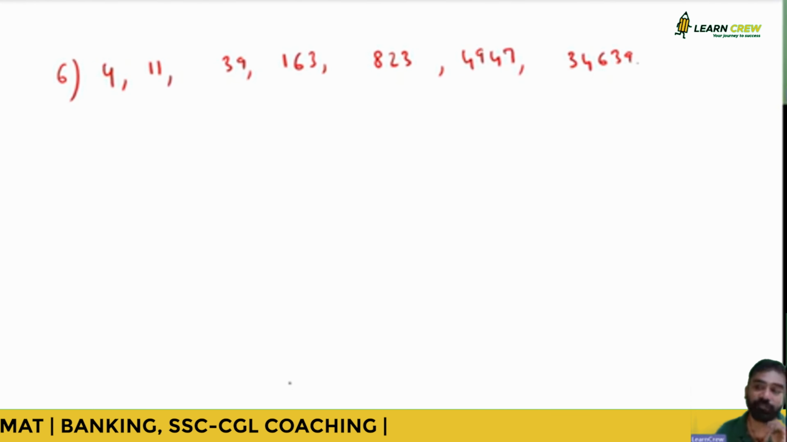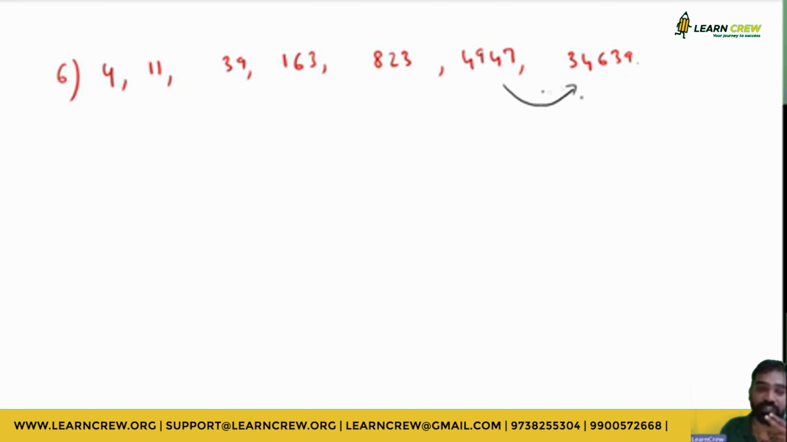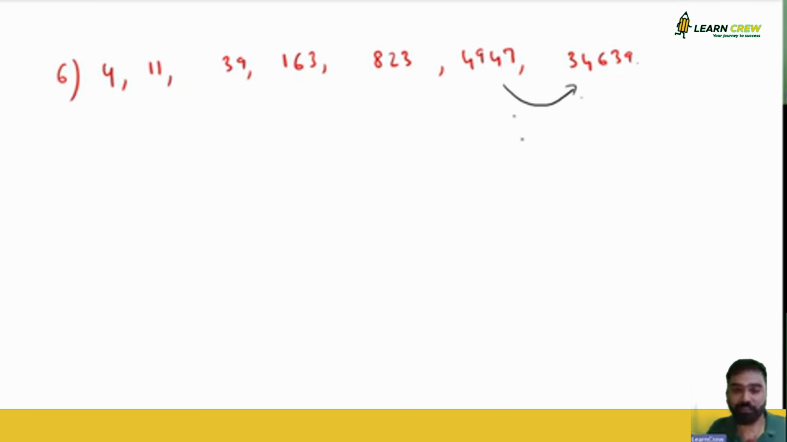Now, see, one quick tip. Whenever you're getting these kinds of multiplication series, do not start from the beginning. Start from the end. So now, approximation method. What multiplied by this approximately will give you 34,639? 5 into 6 or 5 into 7. 5 sevens are 35, or 5 sixes are almost, it comes around that.